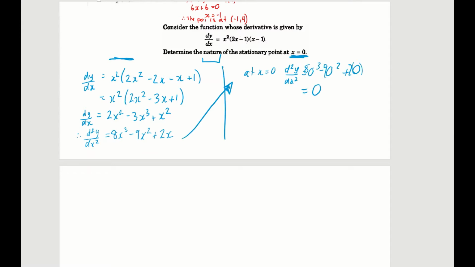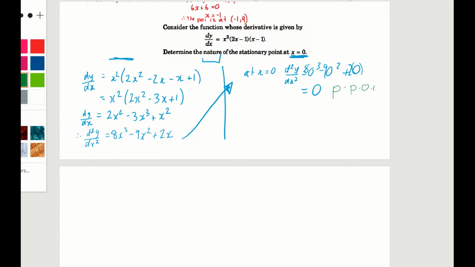And I get 0. So this is why I've put this question in here, because of this very situation we're in now. What happens if, when I go to determine my nature, I don't get a negative number, I don't get a positive number, but I get 0? The first thing you're going to do is say, all right, that's a possible point of inflection. We need to find out if it is for sure. And you always must check before you say it is a point of inflection.